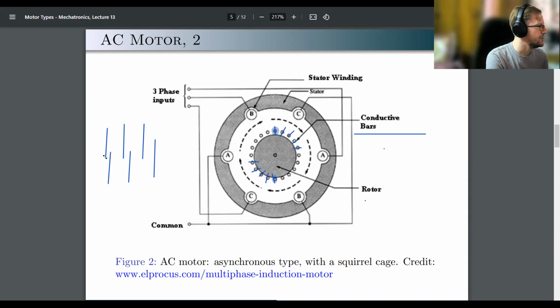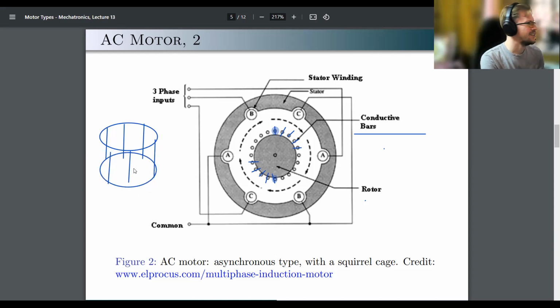Looks like a cage, you can see. And it reminded people of, I guess, a toy. I don't know, some kind of a device to put a squirrel in. I'm not sure if it is very kind to the squirrel. I don't know. But roughly speaking, it's something like this.